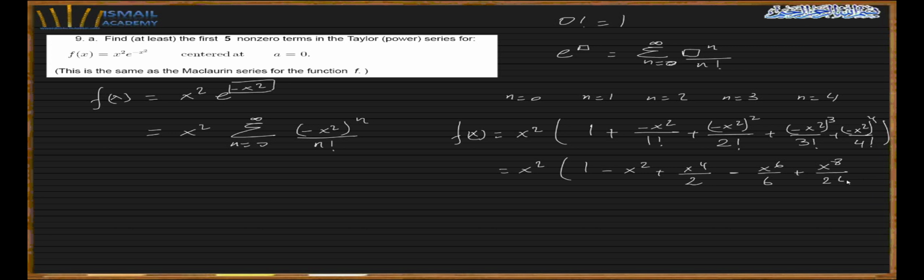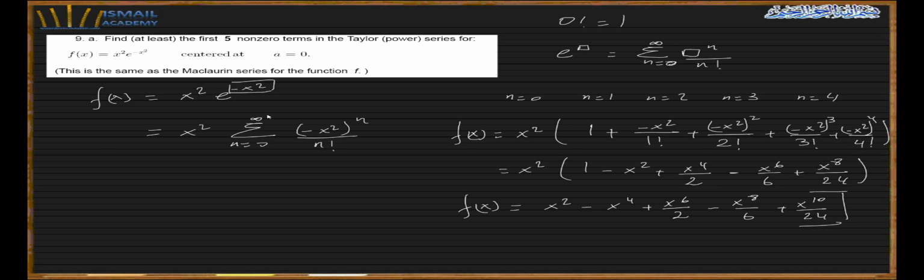Here it is going to be plus x^4 over 2 minus x^6 over 6 plus x^8 over 24. Now I distribute my x squared, so it's going to be x squared minus x^4 plus x^6 over 2 minus x^8 over 6 plus x^10 over 24, and this should be your answer.